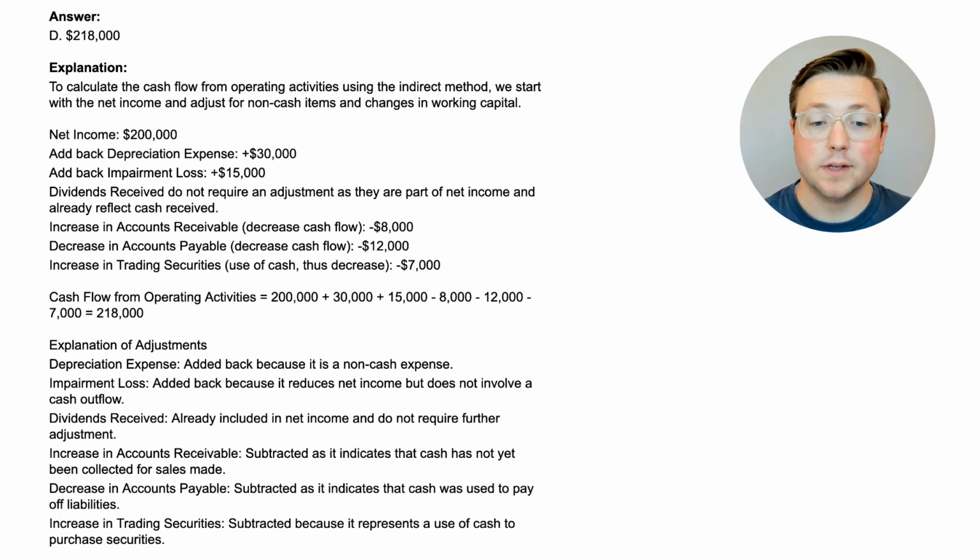Now, for dividends received, this does not require an adjustment because if you think about it, this was already included in net income, and this is cash that they actually received. So since it's already a part of net income and we're using the indirect method, you don't need to make an adjustment for that.